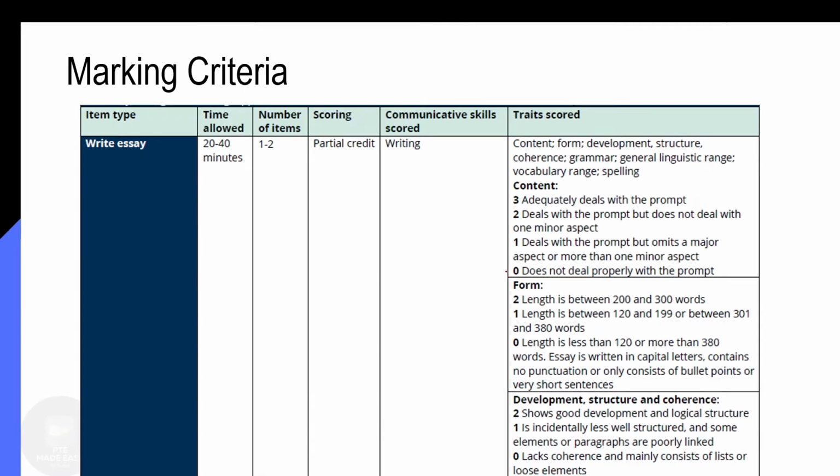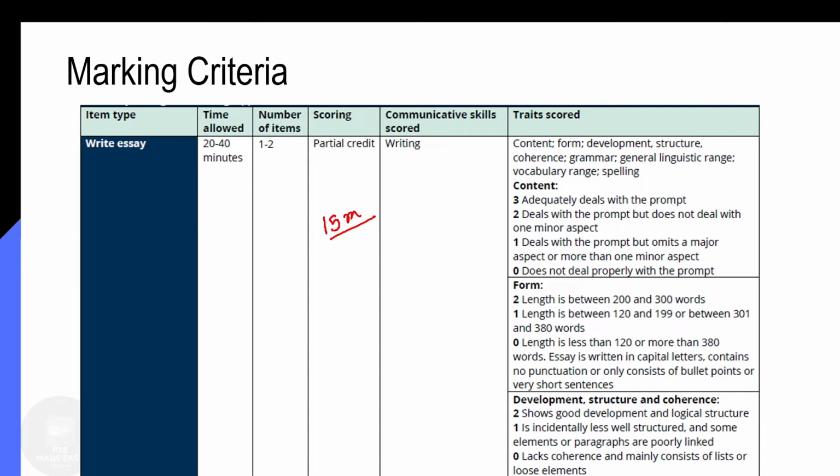This is the marking criteria. As I said, you will have 15 marks altogether when you talk about your essay writing. First, 3 marks will be awarded for content, that is, whether you have answered the question. You need to be able to address the question accordingly. If the question is asking something and you are actually responding to something else, you will not get a good score for content.